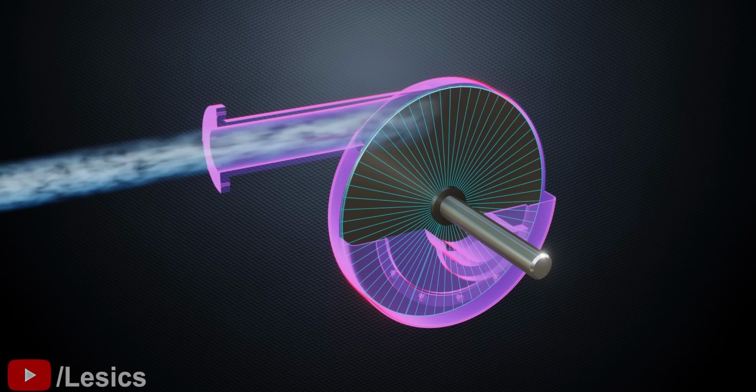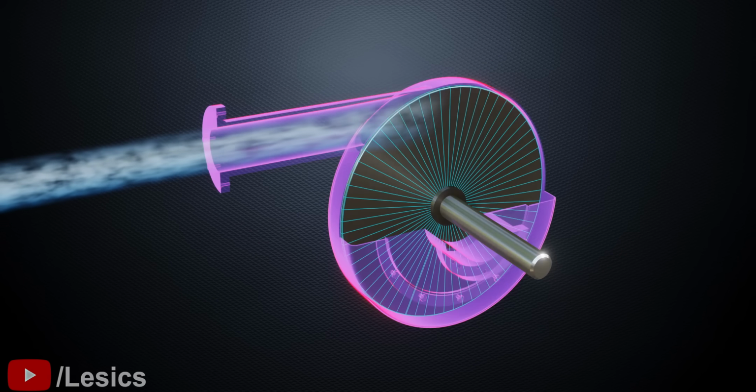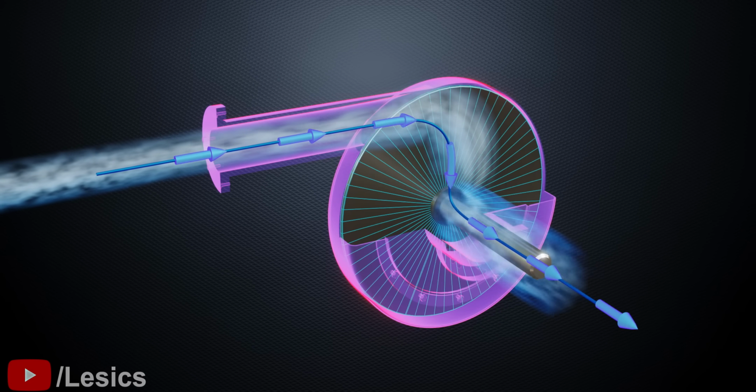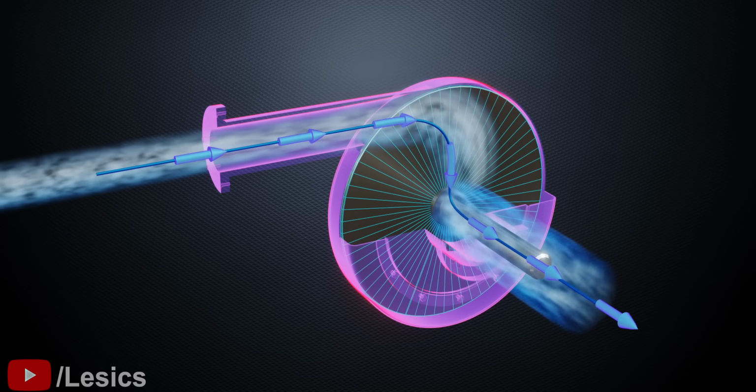Since the fluid has a low velocity, the viscous force between the disk and the fluid will be very minimal, and the disk won't rotate. The exit hole is at atmospheric pressure, which means the fluid will have a slightly higher pressure than the atmosphere and naturally flows towards the center, almost in a straight line.